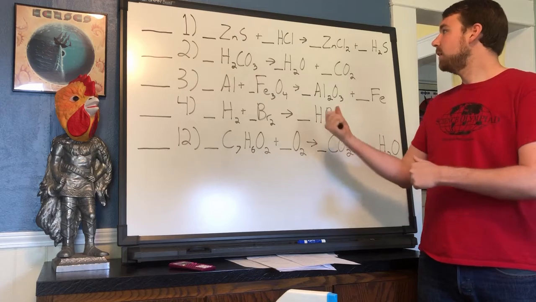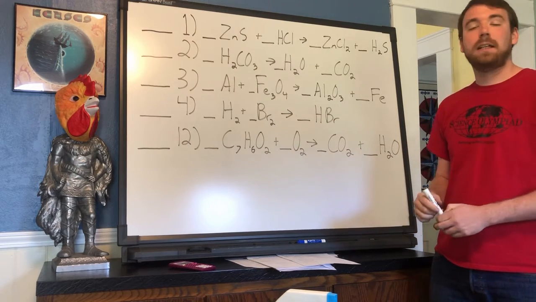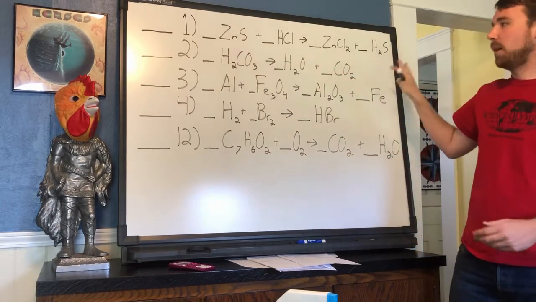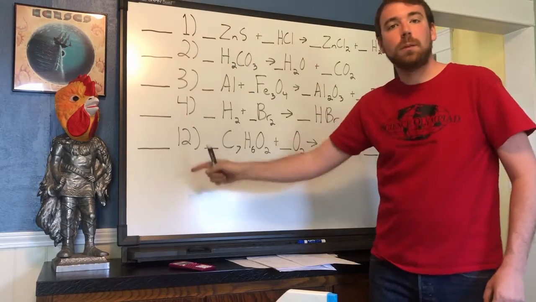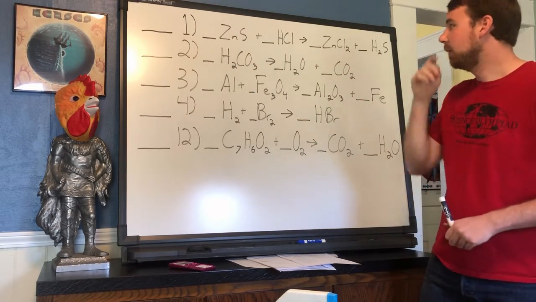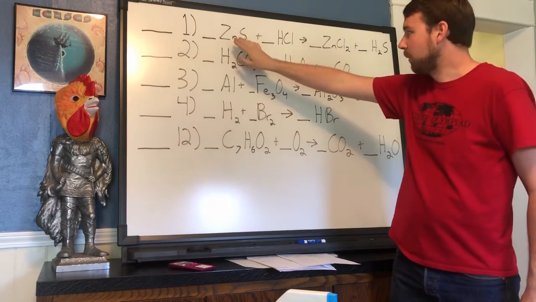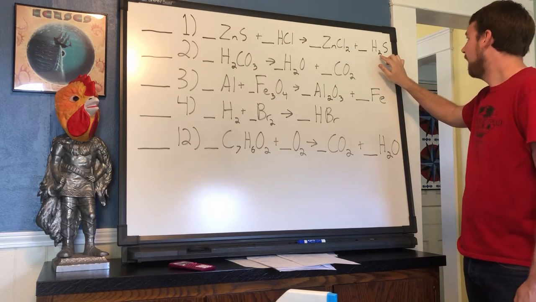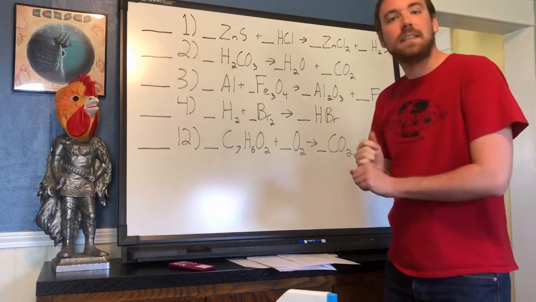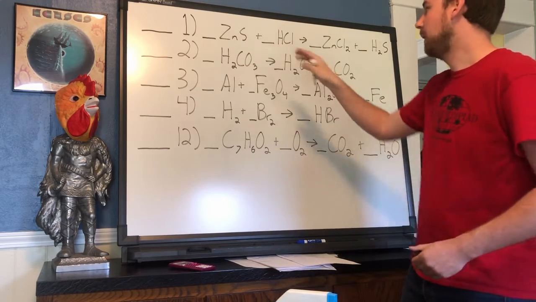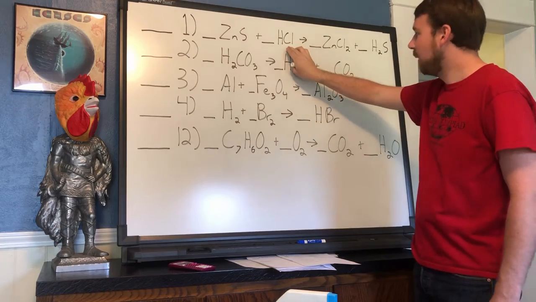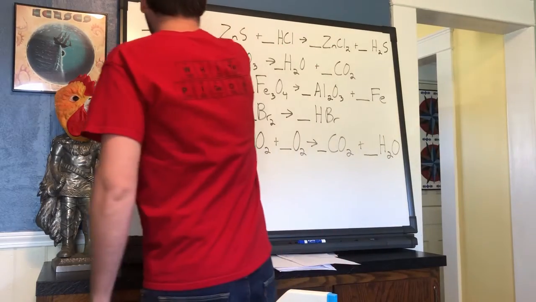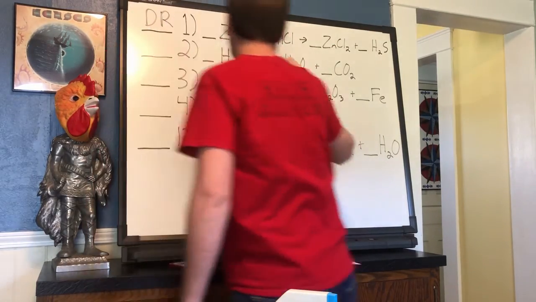So, we're going to be taking a look at these 5 problems. Remember, we need to have the same number of each type of atom on both the reactant side and the product side, and we need to determine the type of chemical reaction that we have. So, for our first one, we have zinc sulfate reacting with hydrochloric acid to make zinc chloride and hydrogen sulfide. This is an example of a double replacement reaction because we have a chemical compound reacting with another chemical compound to make 2 new chemical compounds. So we have a double replacement.